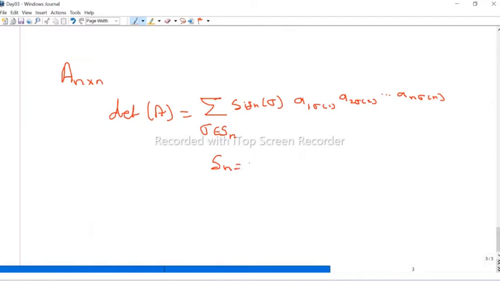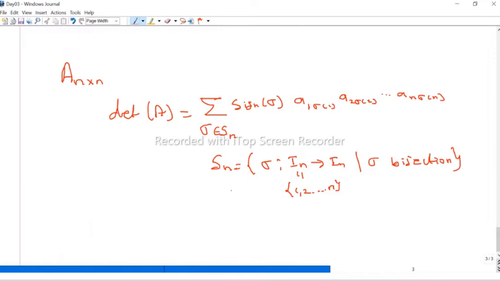So Sn is the collection of all functions from the set 1 to n elements to 1 to n elements, and the sigma should be a bijection. All bijection functions from the set In, what does that mean? It contains the elements 1 to n. So the set of all functions from this set to this set that are bijections, we collect this, form a group with respect to composition.